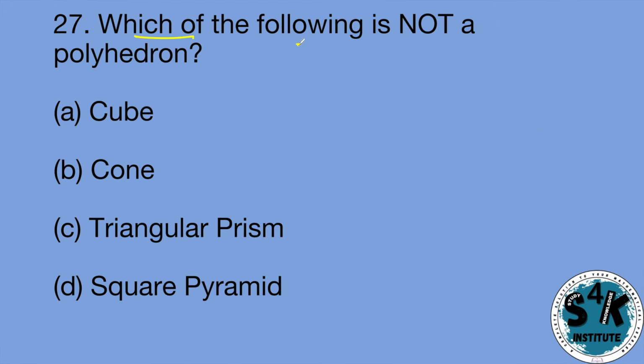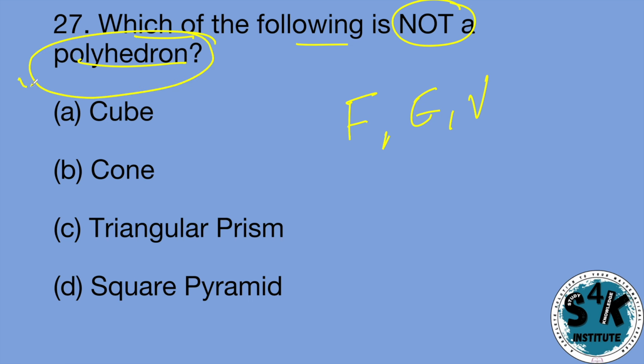Which of the following is not a polyhedron? For a polyhedron, you need face, you need edge, you need vertices. A curved surface will not be included in the polyhedron thing. So the answer is B, which is not a polyhedron.